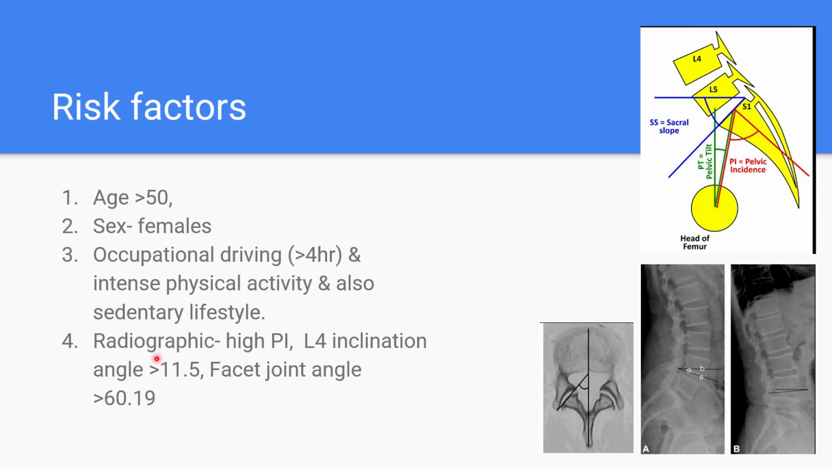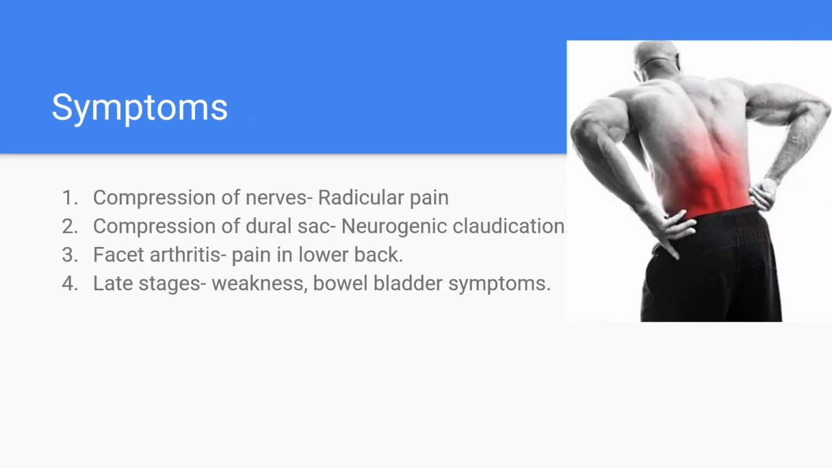Based on the radiographic parameters, if you have a high PI, that is pelvic incidence, or if your L4 inclination angle is more than 11 degrees, so if the shear force between the L4 and the L5 is more, then the chances of you having a degenerative spondylolisthesis slip is more. Also, if the facet joint angle, which is an angle between the midline and the angle subtending the facet joint, is more than 60 degrees, then you have a high chance of a slip of degenerative spondylolisthesis.